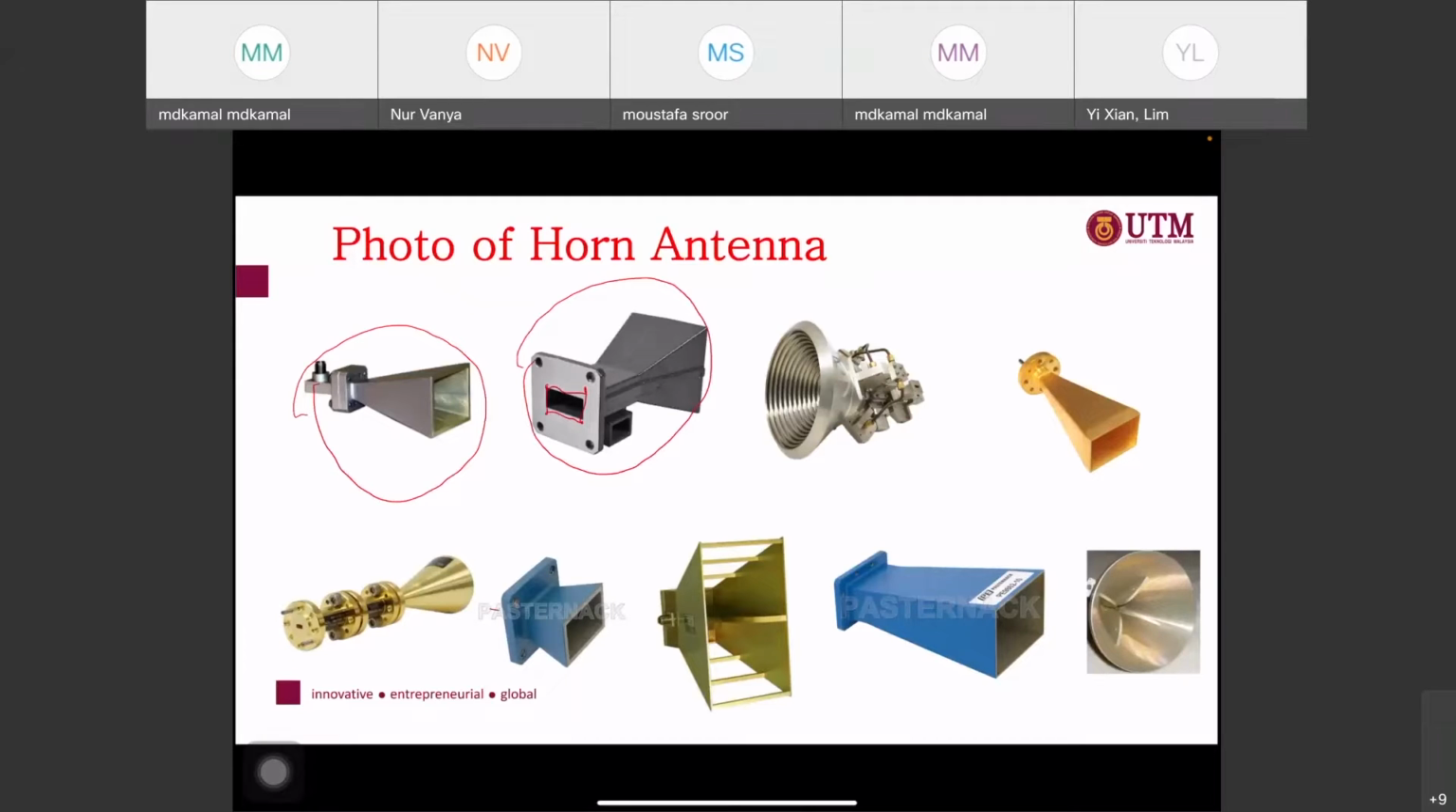Okay, so this is also a horn antenna. This is a corrugated horn. This is also a horn antenna. You can see that this is a broadband horn antenna. All of this is what we call the horn antenna.